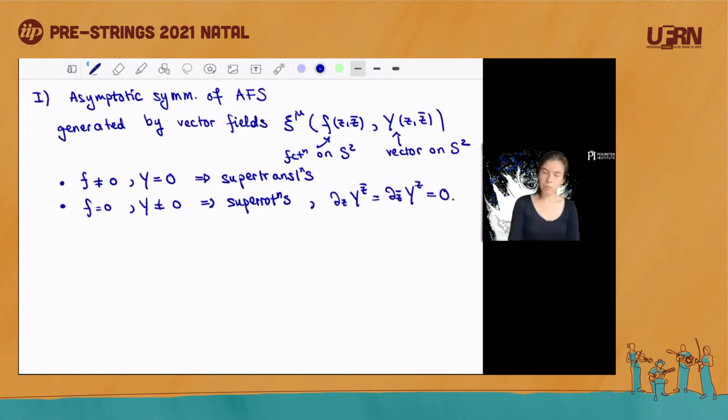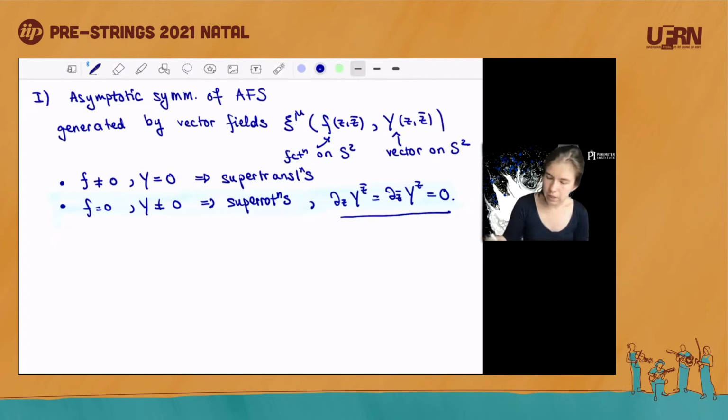dz y^z bar is equal to dz bar y^z is equal to 0. Okay, and I just focused on this case last time. So let's just set f equal to 0. Of course, in general, both f and y would be non-zero, but let's just restrict to a subgroup of the asymptotic symmetries of asymptotically flat spacetimes, which have f equal to 0. Okay, so these are going to be labeled by these y^z and y^z bar, which obey these conditions.